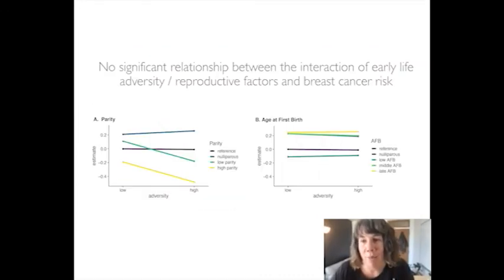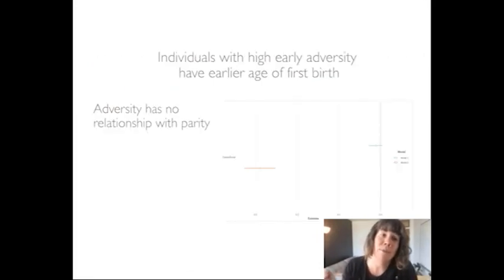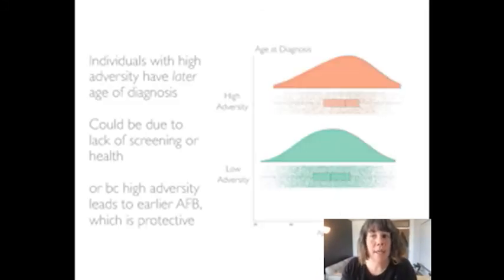Why? Well, what we do see is individuals with high adversity accelerate their reproductive scheduling. They have an earlier age of first birth. And this is consistent with life history predictions as well, right? So it's complicated over the life course. We've also looked at these individuals with high adversity actually have a later age of diagnosis. Again, this could be due to lack of screening because low SES is a high adversity measure, and we know that individuals living in low SES environments lack medical care compared to high SES environments. Or it could be because high adversity leads to an earlier age at first birth, mediating this, which just ends up leading to protective against breast cancer, right?